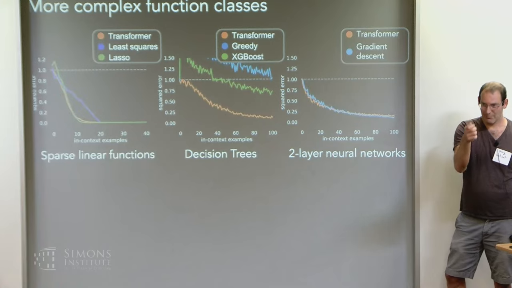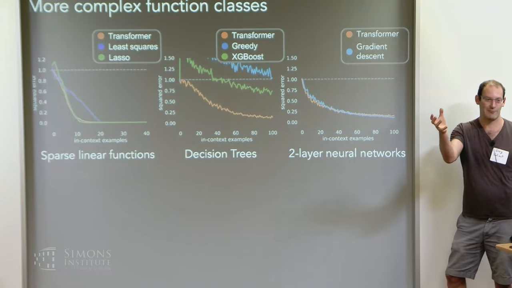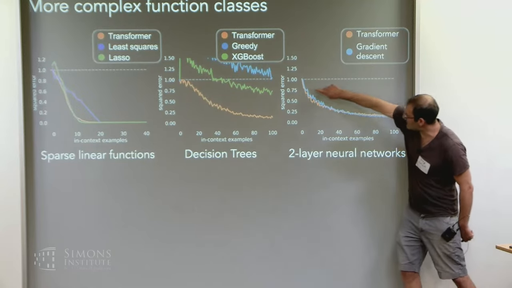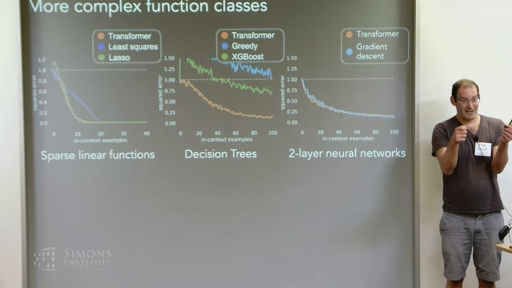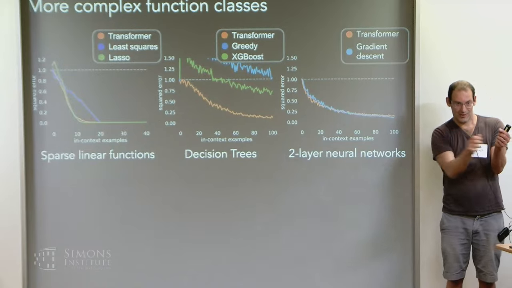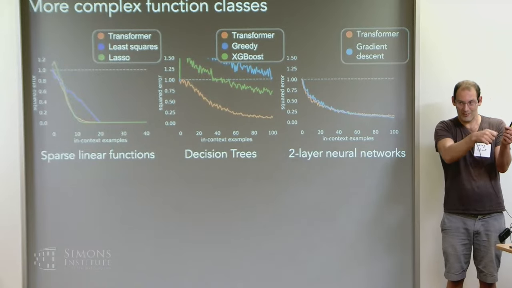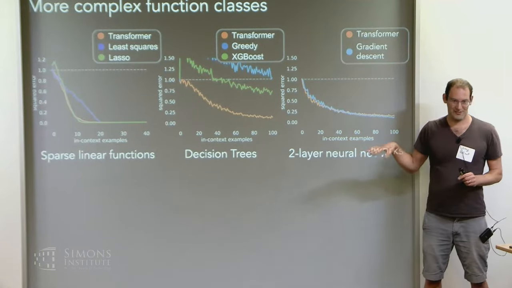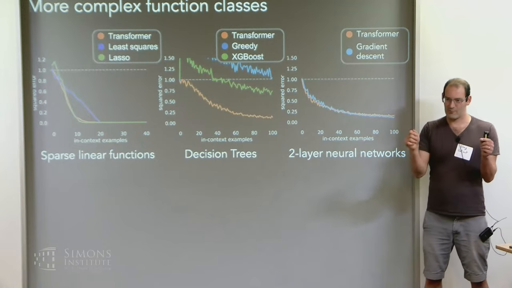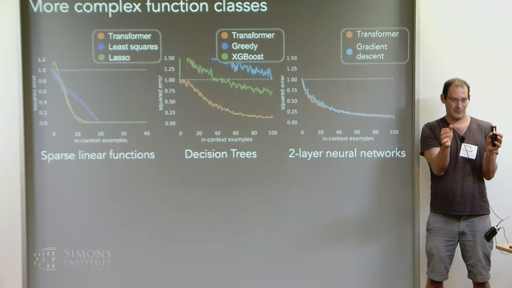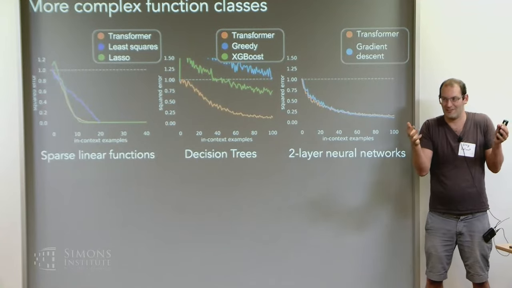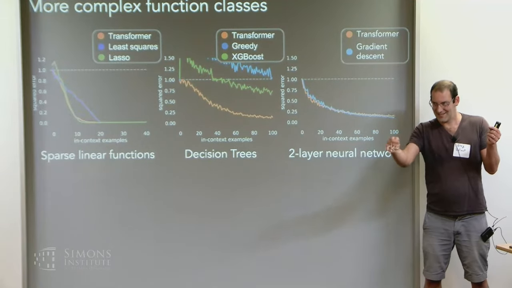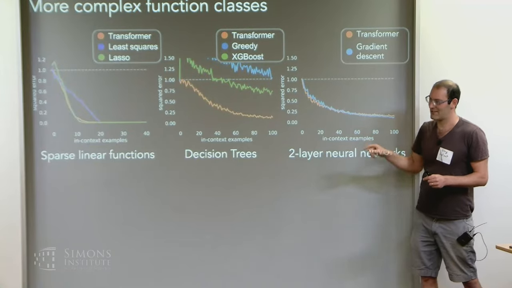For the next function class, we randomly initialize a two-layer neural network, and we use that to label our data points. We can learn that function. The reference line here is if you were to train a two-layer network via gradient descent over the context, where you're updating the weights. And the transformer is doing about the same as that. So we're comparing this transformer, where none of the weights are changing, to what you would do if you wanted to learn this function: randomly initialize a two-layer neural network and train it via gradient descent to match these labels. That's the reference line.